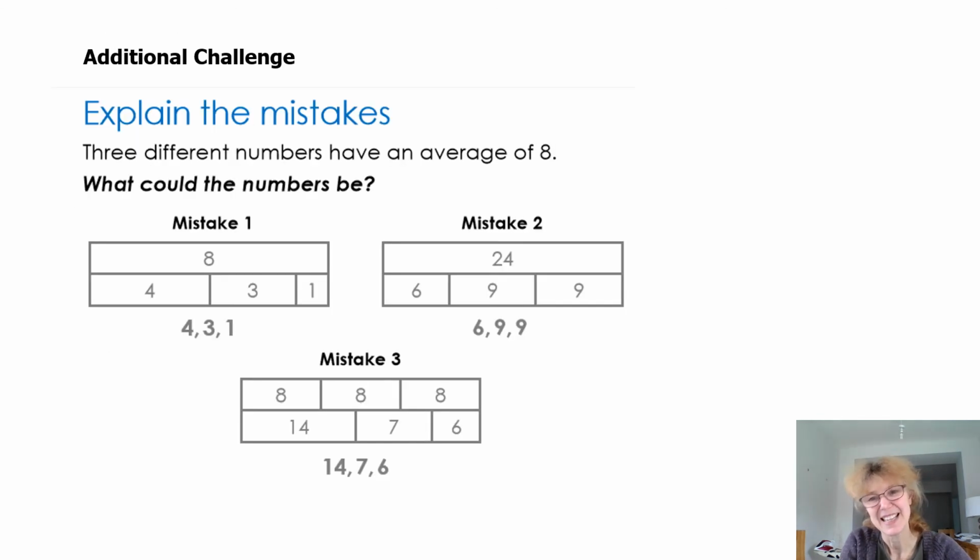And so finally, in this last slide, I'm going to leave this as your additional challenge. So it says that three different numbers have an average of 8. And what could those numbers be? And there you can see three different attempts at showing that calculation with a bar model. But in each one of those, there's been a mistake. Can you work out what the mistake is in each case? And can you explain it to somebody else? I'll pause the video while you do that.